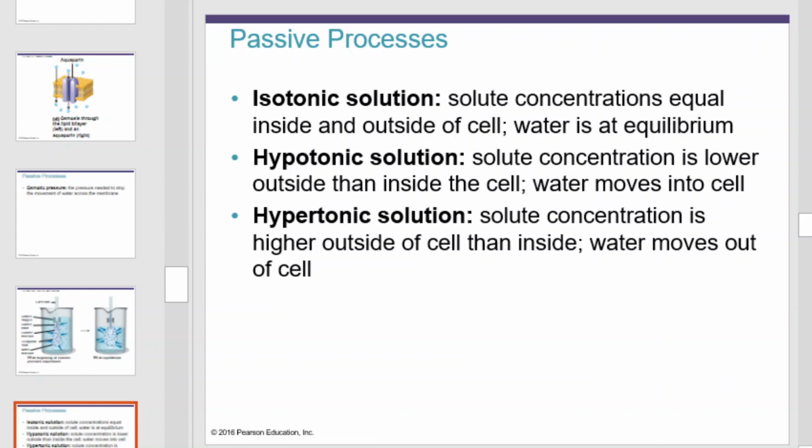Osmosis creates osmotic environments, referred to here. Isotonic, hypotonic, and hypertonic solutions occur as a result of osmosis. In an isotonic solution, solutions' concentrations are equal inside and outside of the cell, and water is at equilibrium. In a hypotonic solution, the solute concentration is lower outside than inside the cell, and water moves into the cell.